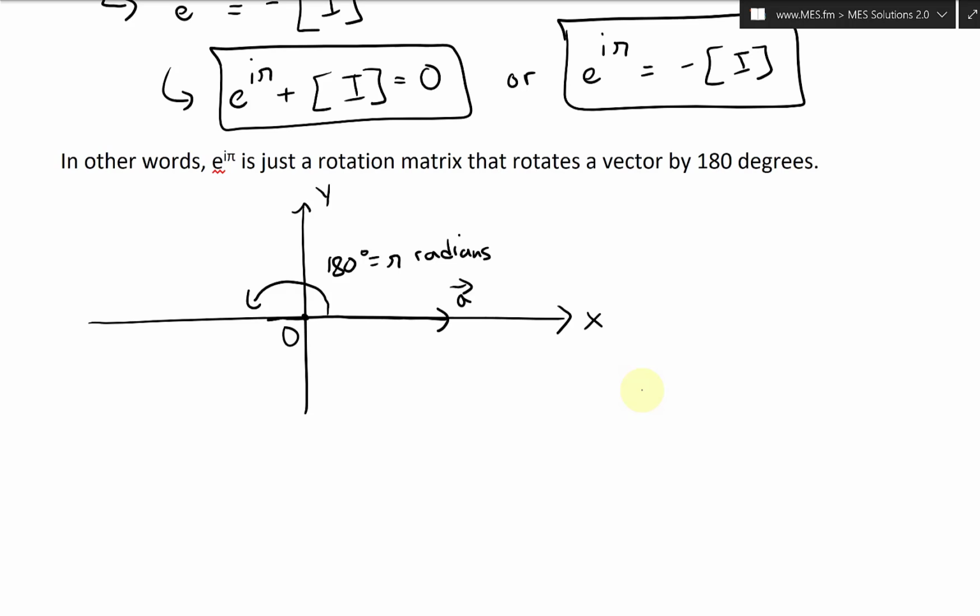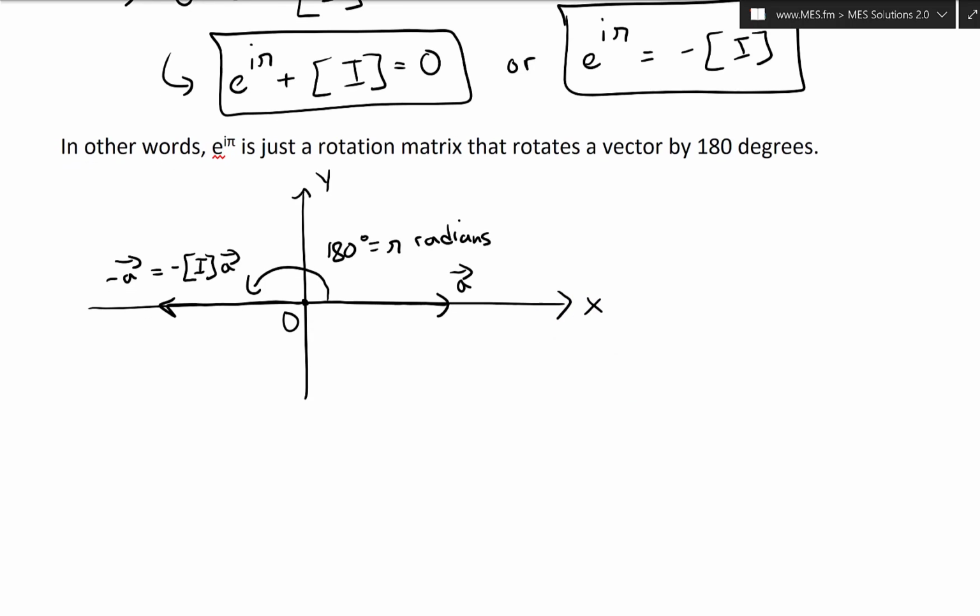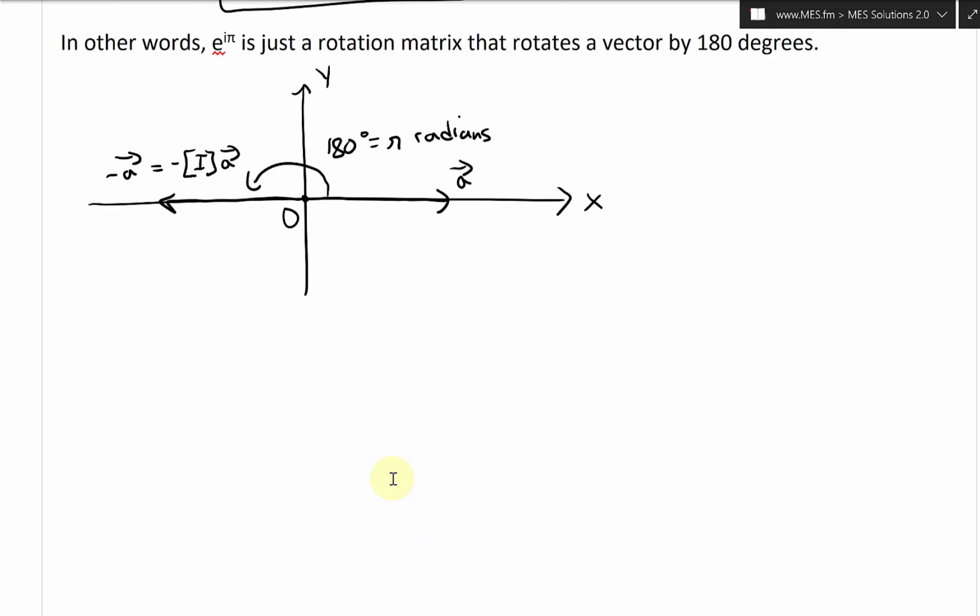So you're going to get a vector across to here. You're going to cross it like that. Basically you're going to go negative on it, and this is going to be negative A, which just equals negative identity matrix times A. Yes, fascinating stuff. So that's on the axis, to make it a bit more visible.